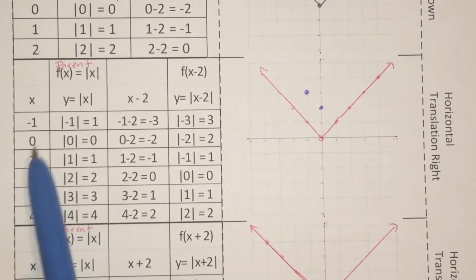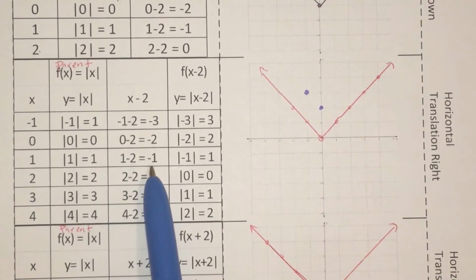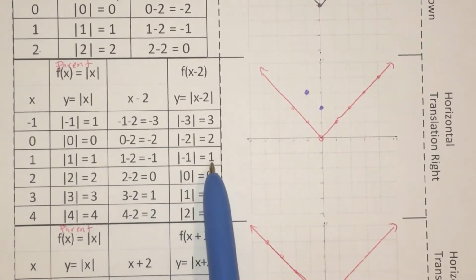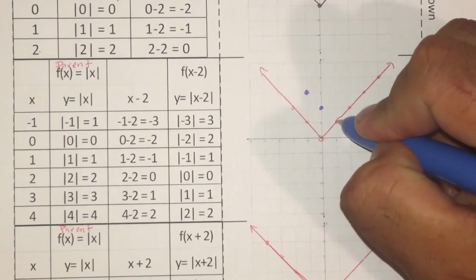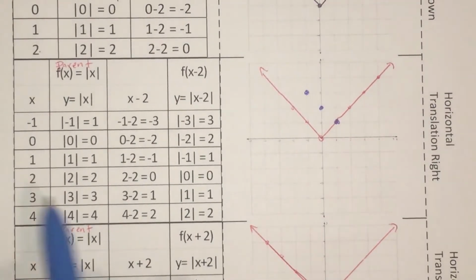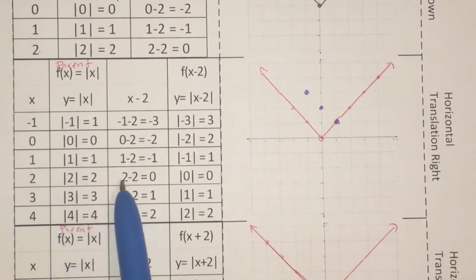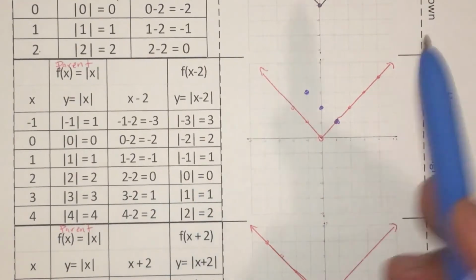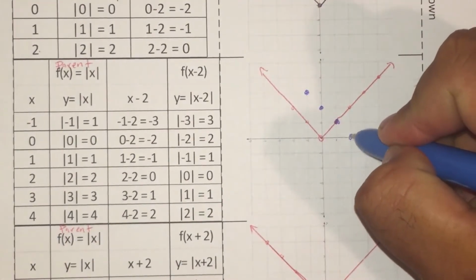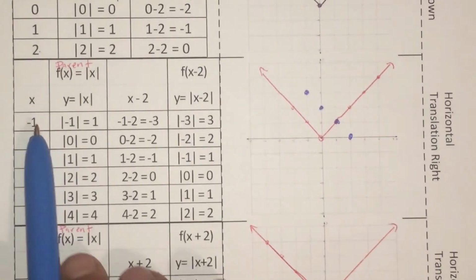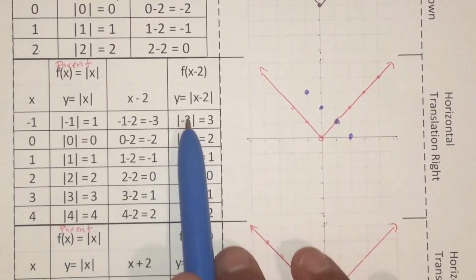Once again, we have 1. 1 minus 2 is -1. The absolute value of -1 is +1. So at 1, 1. 2. 2 minus 2 is 0. Absolute value of 0 is 0. So at 2, 0. And if you notice, we have the x's and then the y's for our function.